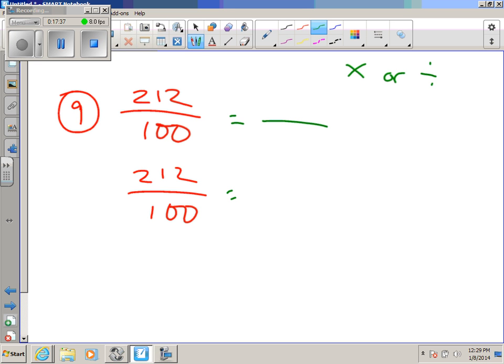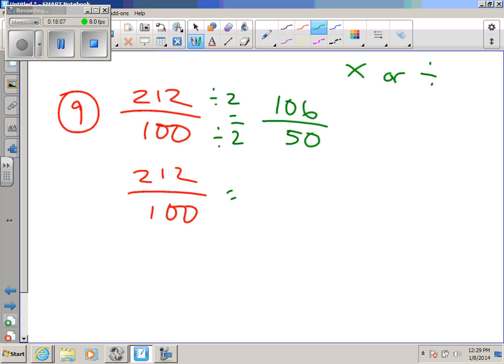They have to both be divisible by what, you say? 2. So 212 divided by 2 is 106, and then 100 divided by 2 is 50. Good enough. Is it as simple as it could be? Does it have to be for this section?